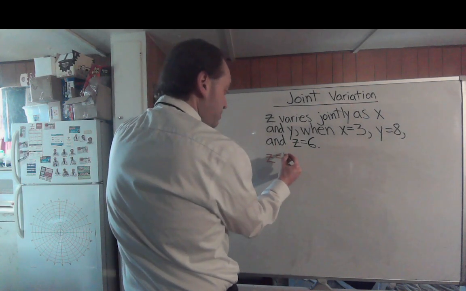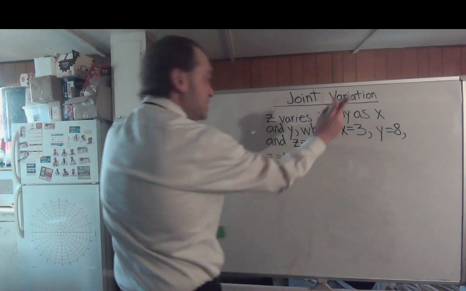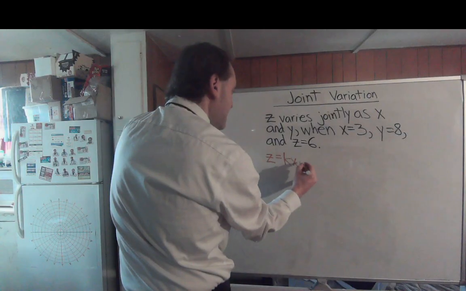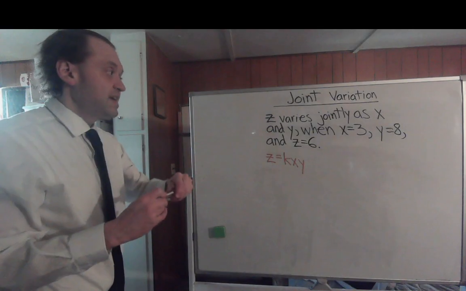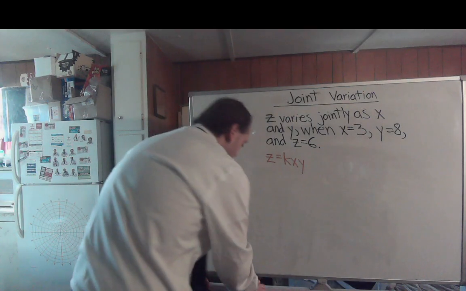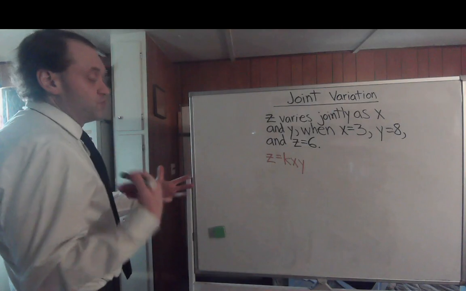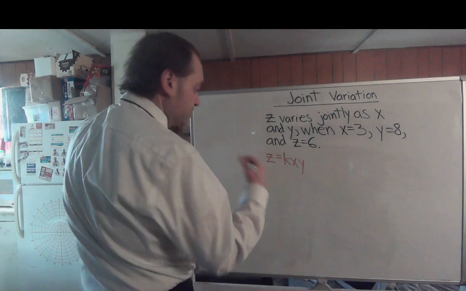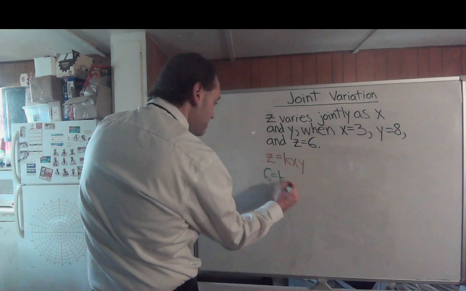So the jointly part, you'll still have your K, your constant of variation, times that X and Y. So Z would equal KXY is the setup for this general equation of joint variation. Now, we need to find that constant of joint variation. So Z equals 6. We don't know K. That's what we aim to find out.